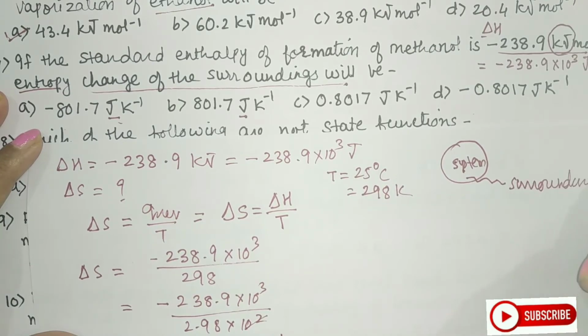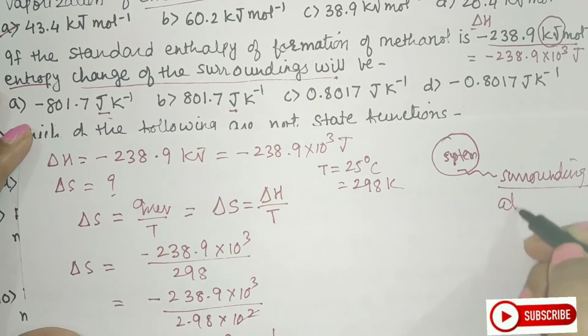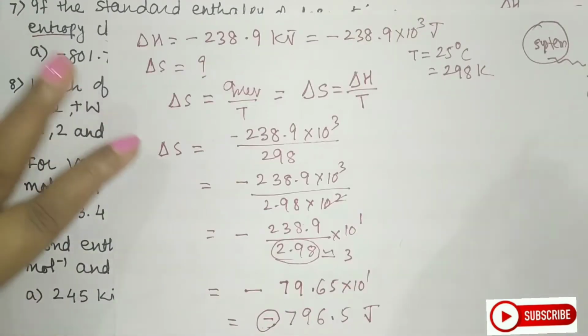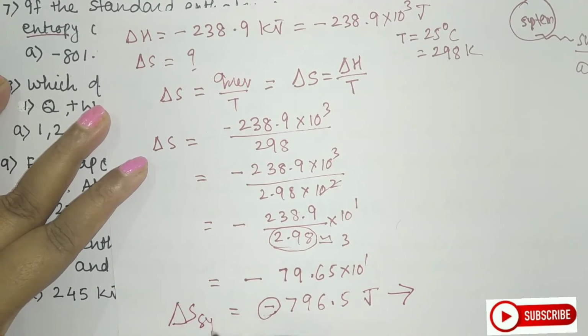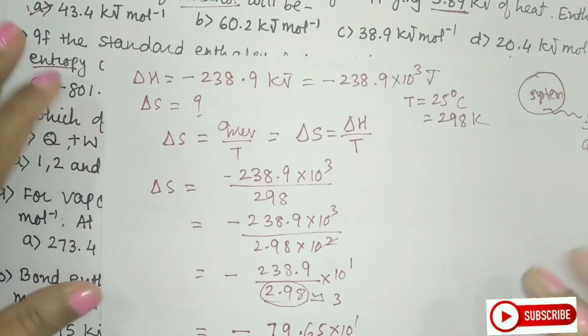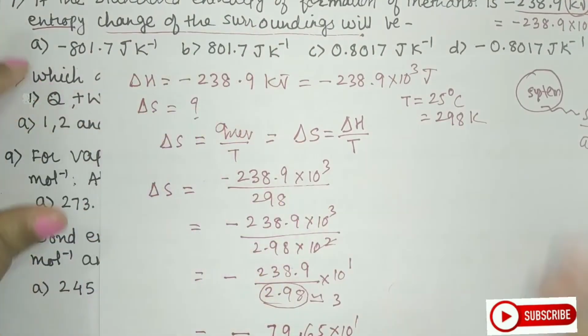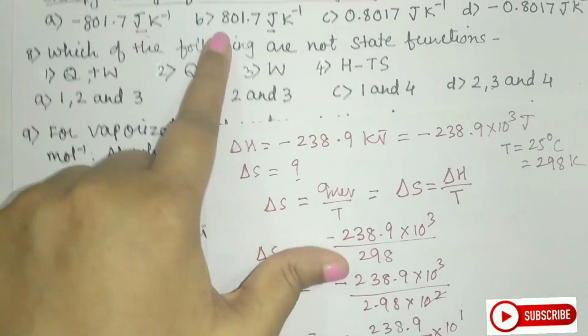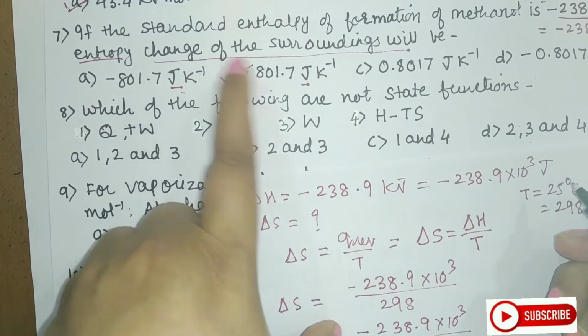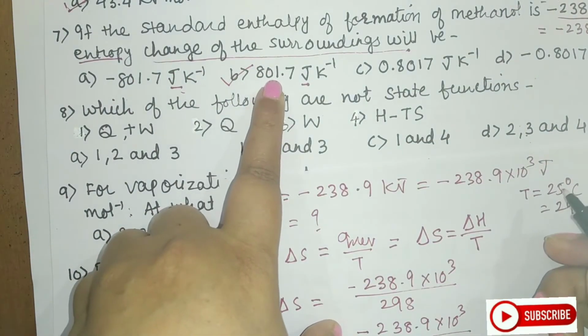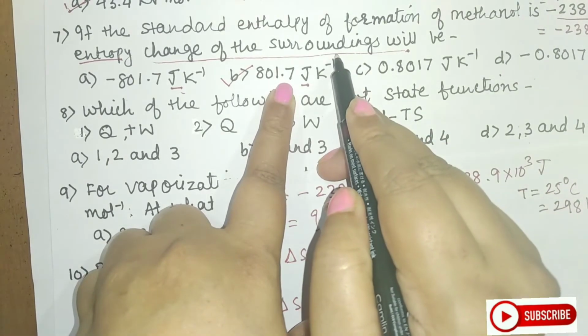So what will the surrounding do? The surrounding will absorb that heat. So what will happen to the sign? The sign will change for the surrounding. This is for the system. So what you have calculated here is for the system. They are asking you for the surrounding, so the sign will change. So your answer will be the second option with the positive sign. Both the options are the same in magnitude, but the sign will be positive because they are asking for the surrounding.